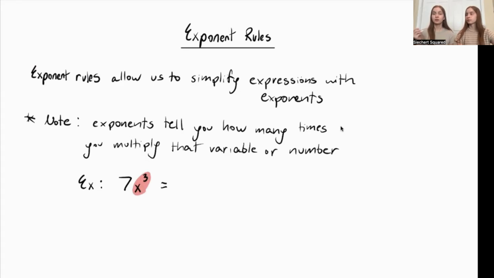Something I really want to make sure is clear is that the 3 is next to the x. It only belongs with the x. That 3 does not go with the 7. For the 3 to go with the 7, you would actually need a set of parentheses. So just be careful. There is only one of those 7s, because that 7 has an invisible exponent of 1. And like Megan was saying, x to the power of 3 means we have 1, 2, 3 x's, so we can write it all the way out.